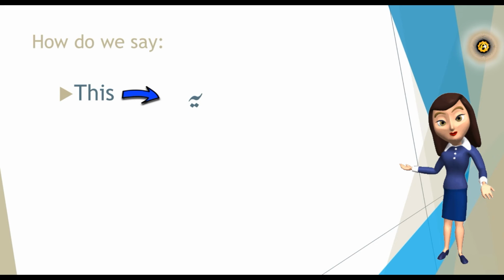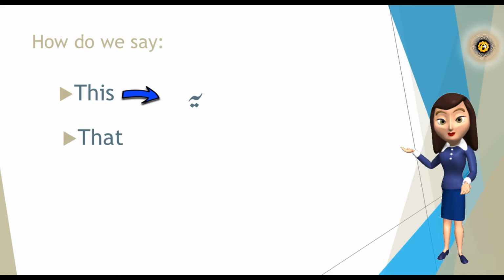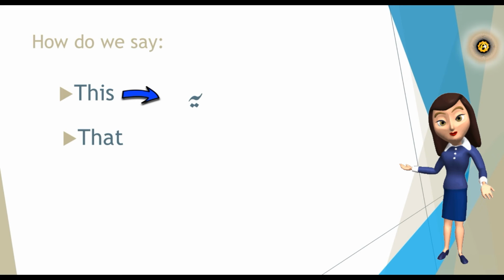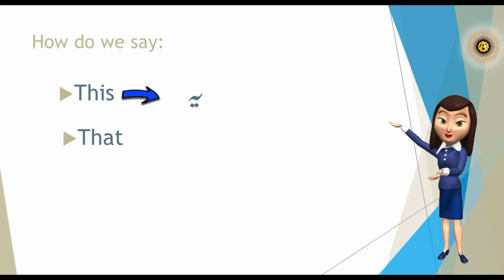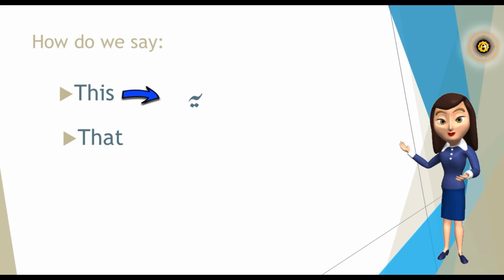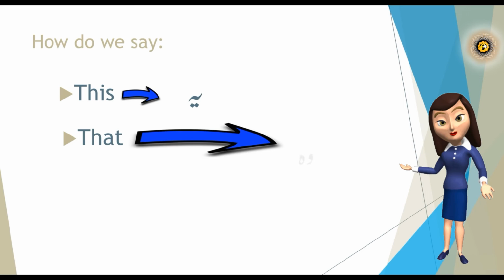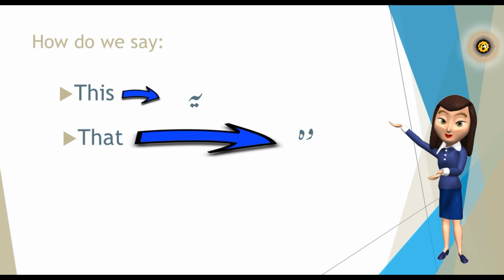ye. Then when something or someone is far away and it is one thing or one person, we say that. For far away or distant things, we say that. And in Urdu it is wo.